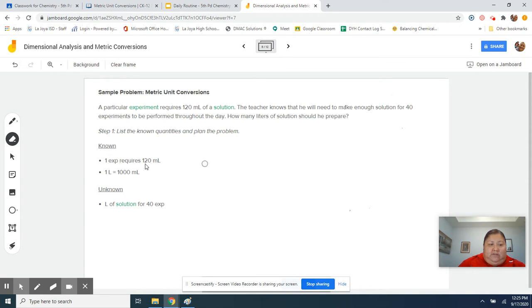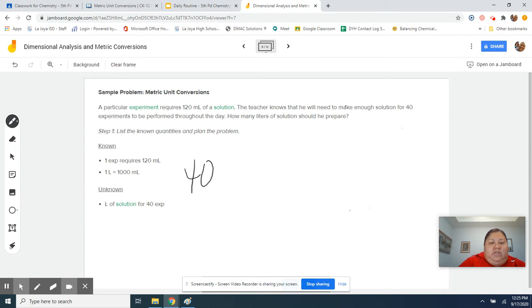Okay, so we need to have some information available to us so that we can do this conversion. Okay, now this is what we know. Okay, the question that's being asked, well, how many liters of solution do I need in order to make these 40 experiments? Okay, so we're going to start with that information. We're going to start with this 40 experiments, and we're going to change it to liters of solution. Okay, so let's start that off.